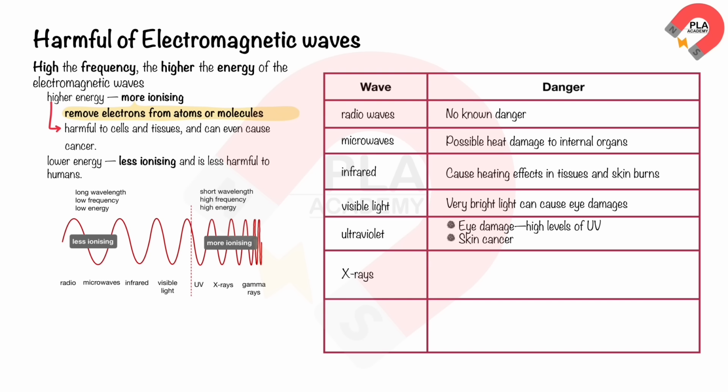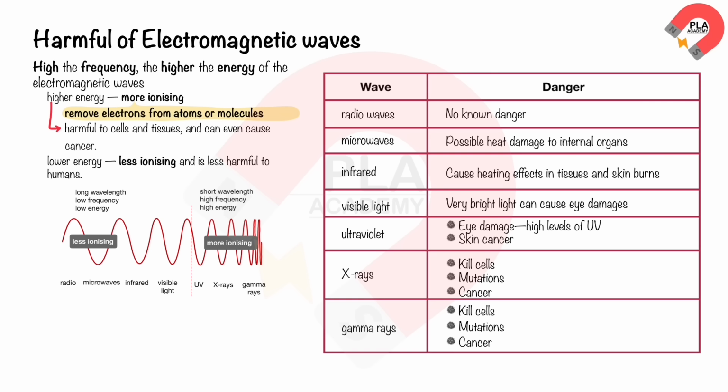X-rays. X-rays are the most ionizing radiation, meaning they are able to penetrate the body and cause internal damage, so they can kill cells. Mutation of genes and cancer. Gamma rays. The harmful effects of gamma rays are like those of X-rays, because they are the most ionizing radiation, so they can kill cells. Mutation of genes and cancer.